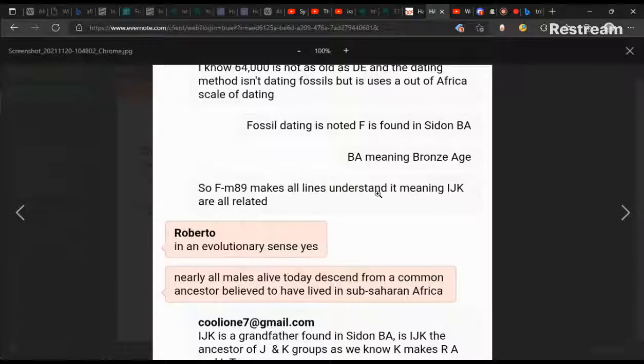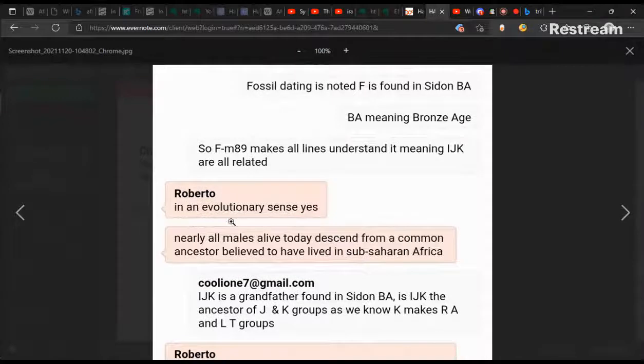F-M89 makes all lines, right? Understand it, or basically I spell understand under it. Under it meaning IJK are all related. And it says in evolutionary sense, yes. So even the term evolutionary sense, genetically, means that from F come all lines under it. From F, all lines come from it. That's basically what it means: all lines under it are from it.